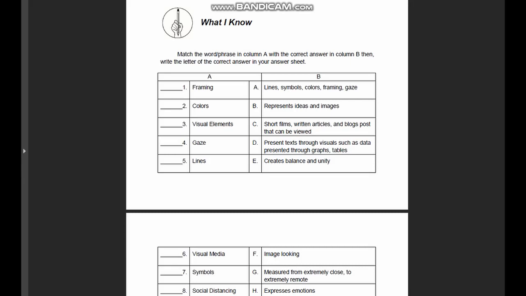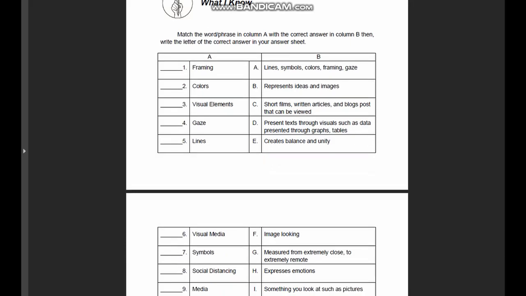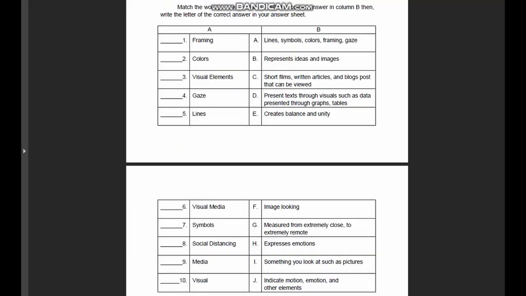And now we are at the part What I Know. We will match the word or phrase in column A with the correct answer in column B, then write the letter of your answer in your answer sheets. Okay, we will define the following numbers.